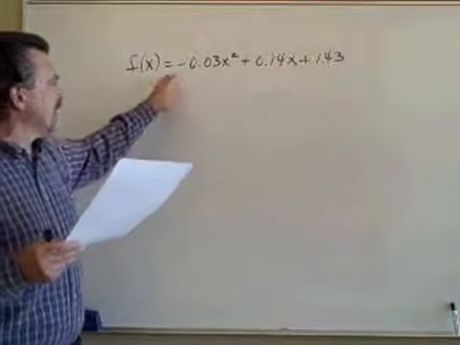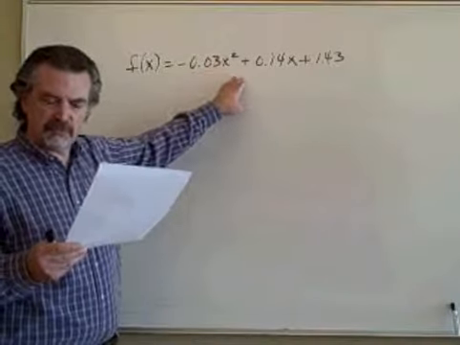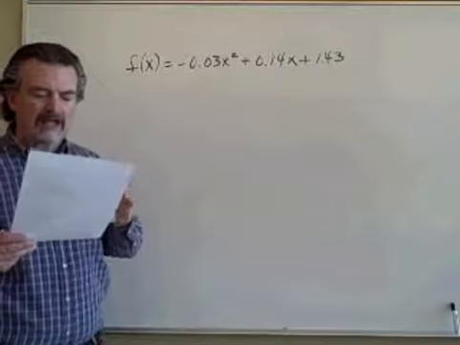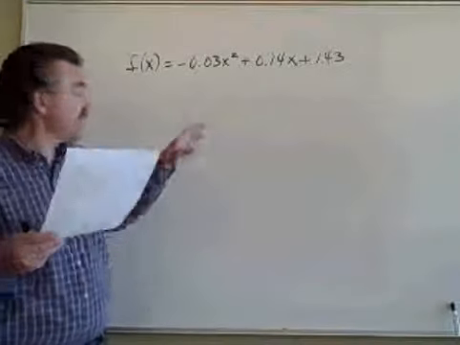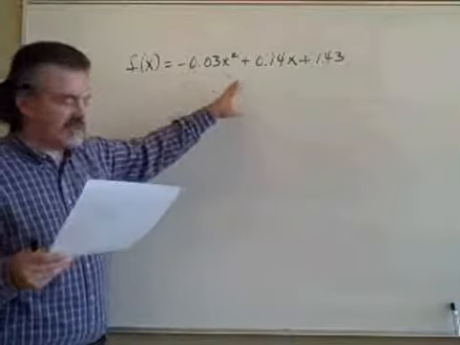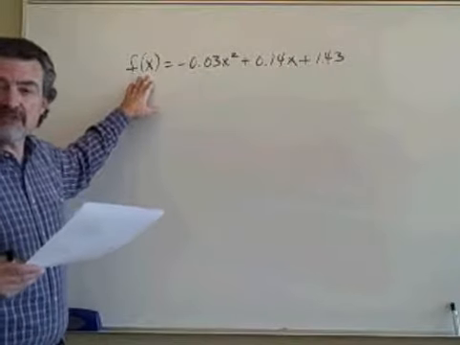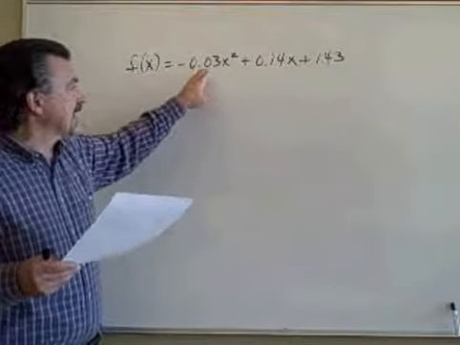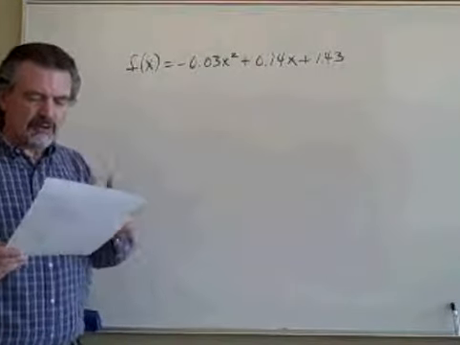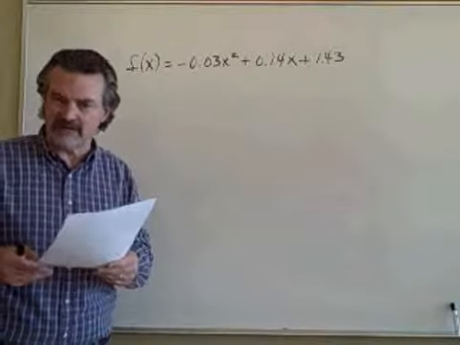The function f of x equals negative 3/100 x squared plus 1400 x plus 1.43 models U.S. movie attendance f of x in billions of tickets sold x years after 2000. So the function's value is billions of tickets that were sold, and x represents the years after 2000. So according to this function, how many billions of movie tickets were sold in 2005?